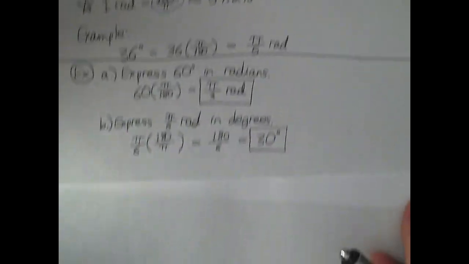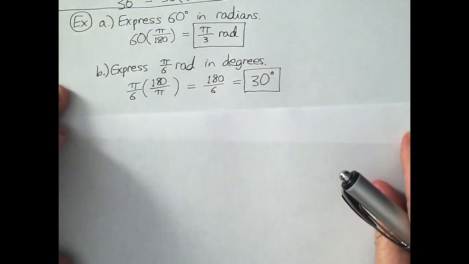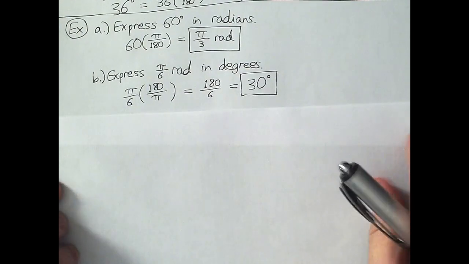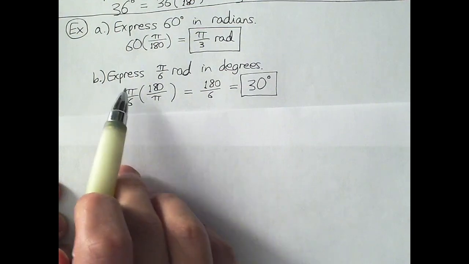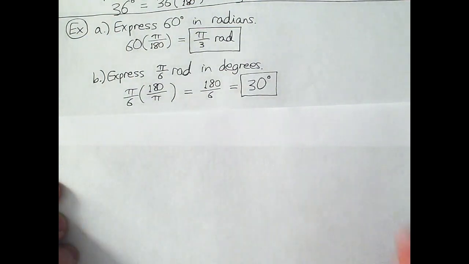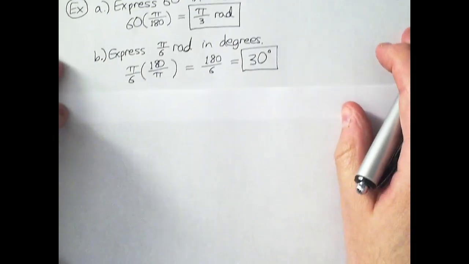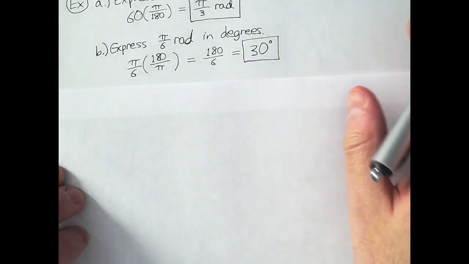All right, so that's converting back and forth. You just have to multiply by pi over 180 or 180 over pi. If it's multiplying by 180 over pi, you often have a pi over pi that cancels out. Maybe not in every single problem, but in a lot of them, there's going to be a pi over pi that cancels out.